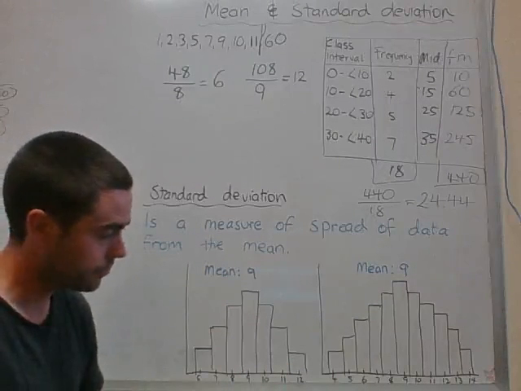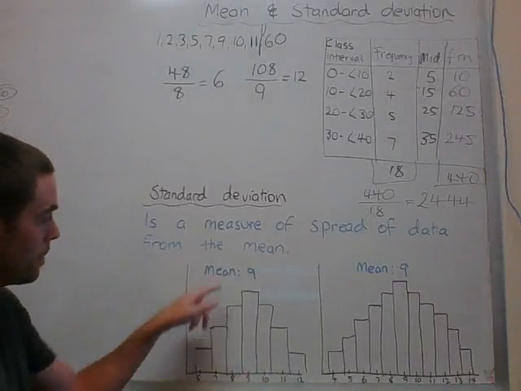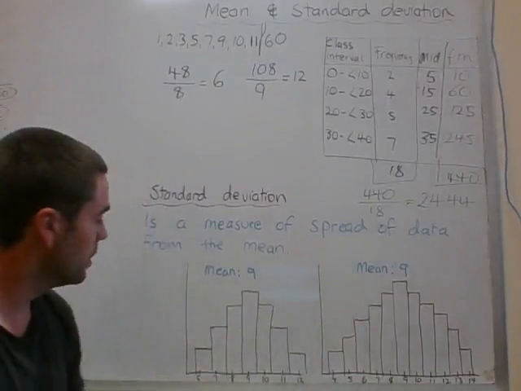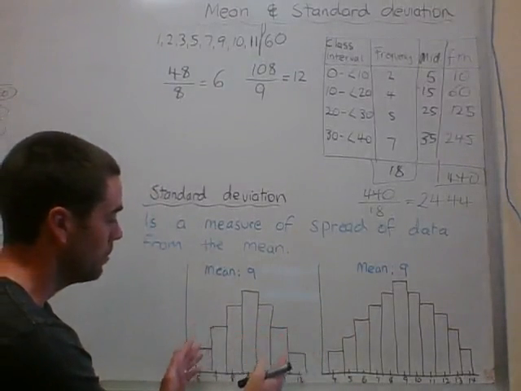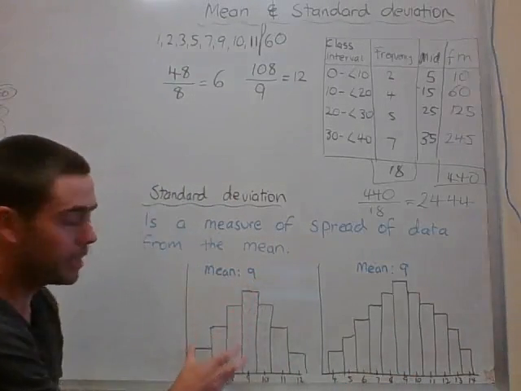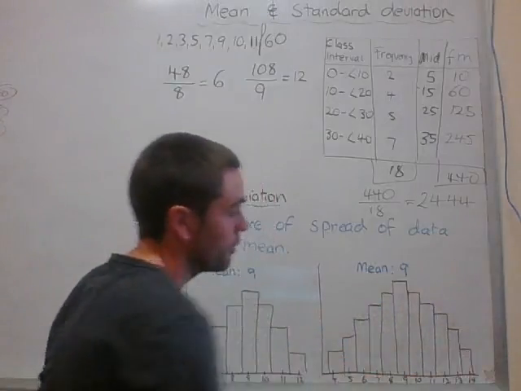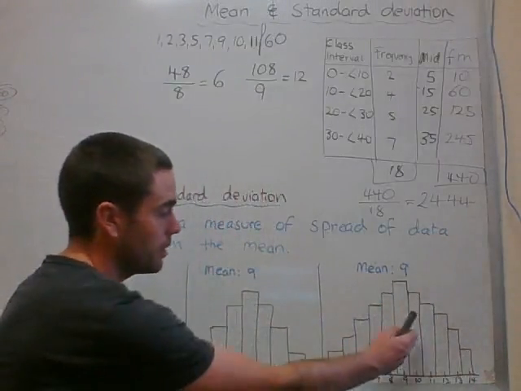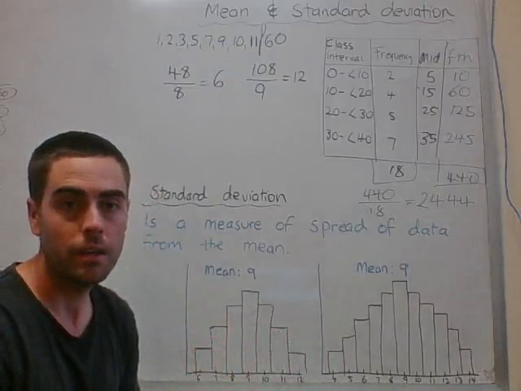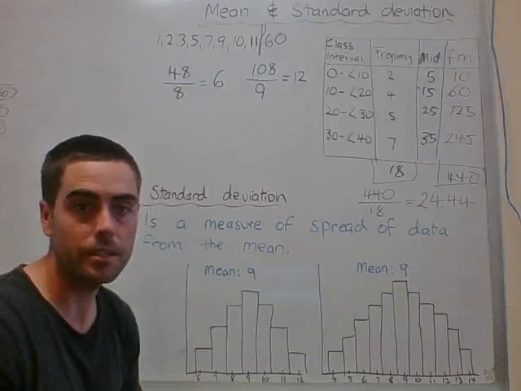Here's a quick example of that. Both of these data sets have a mean of 9. So the mean is the same in both of these data sets. You can see that this one isn't spread over as large a range as this one. So this one here would have a much smaller standard deviation than this one here. This one here, because it's spread over a greater range, would have a higher standard deviation than this one, which is grouped closer together. But as I said again, standard deviation is calculated on the CAS. You don't need to know a formula of how to do it by hand.